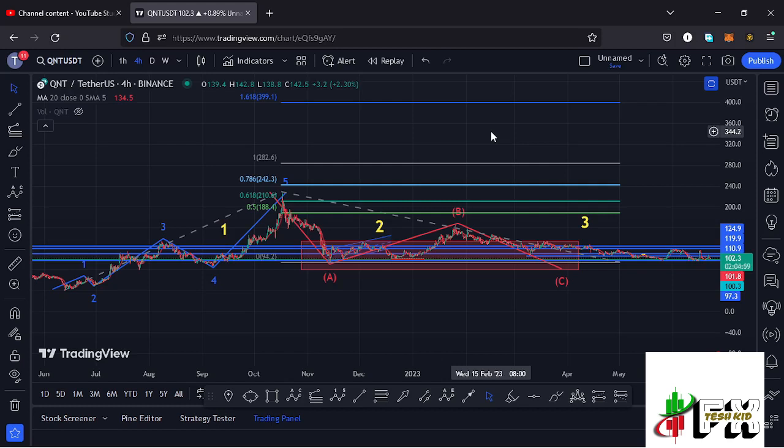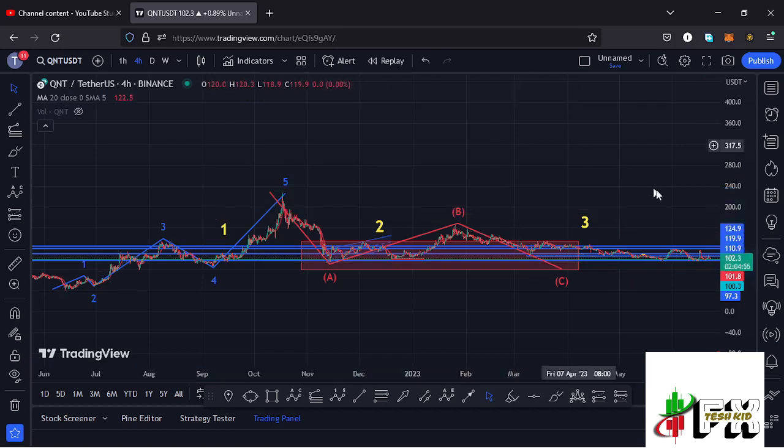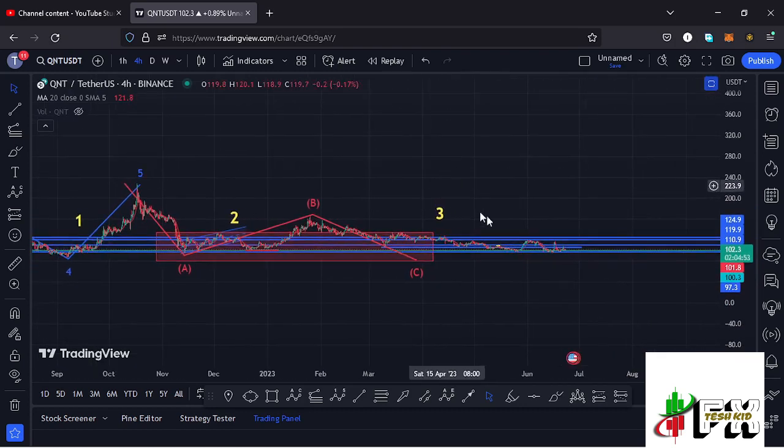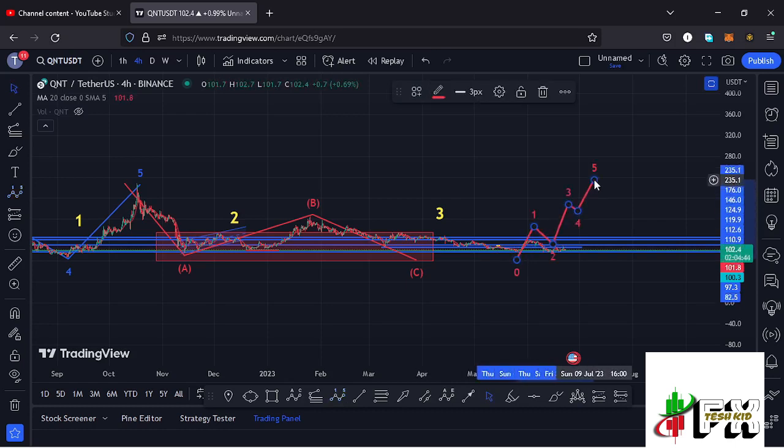For that move to play out, there are key moves that we need to keep our eyes on here on the Quant chart. The first one is that we need to see Quant give us a 5-wave move on the charts, and also a break above significant highs and significant areas of resistance.